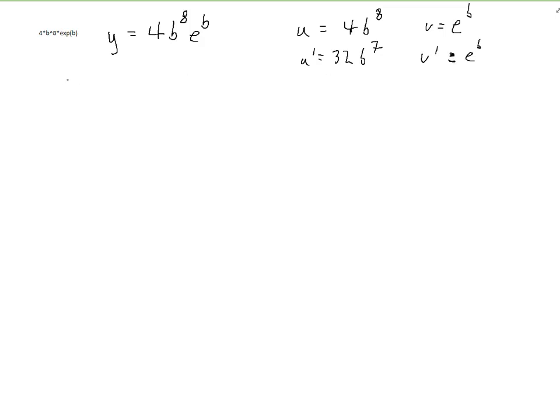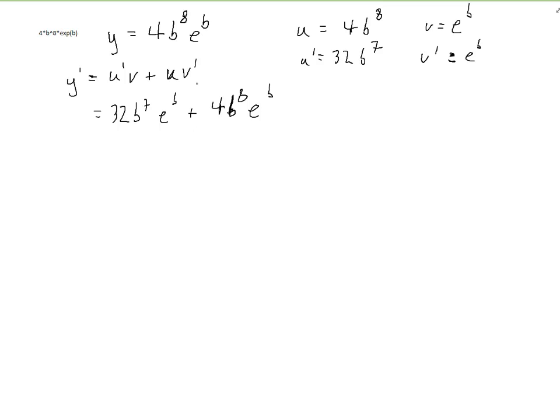And then put together what we want, which is this one differentiated. I'll write out the rule one more time. It's this one differentiated times this left alone plus this one left alone times this one differentiated. So that's this times this. So 32b to the power 7 e to the power b plus then this one left alone, this one differentiated, 4b to the power 8 times e to the power b.